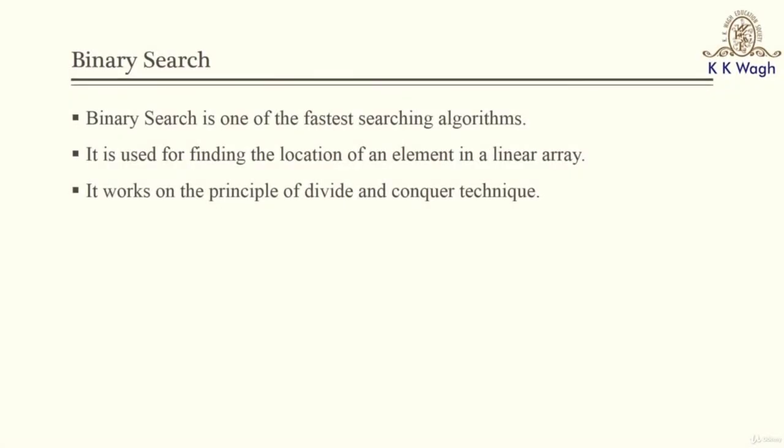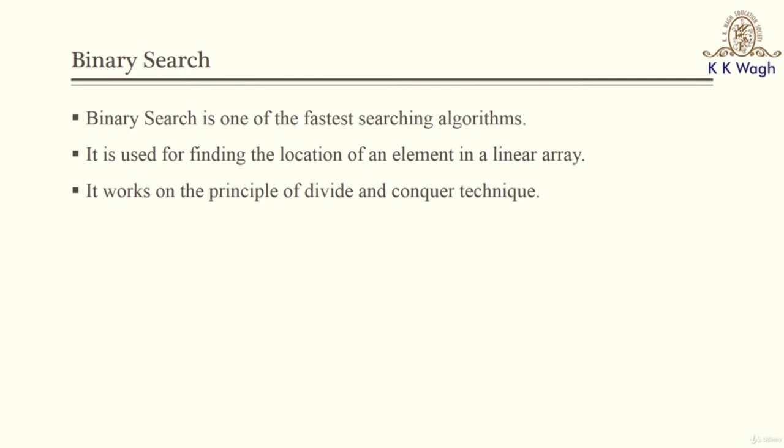Now we are going to see the second method or second technique, that is binary search. This search technique is the fastest searching algorithm. It is used for finding the location of an element in a linear array. Basically, it works with the divide and conquer technique.